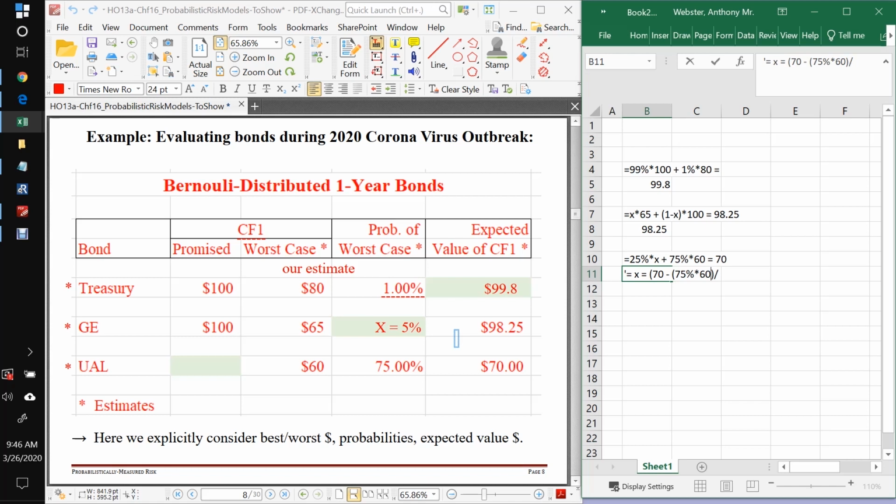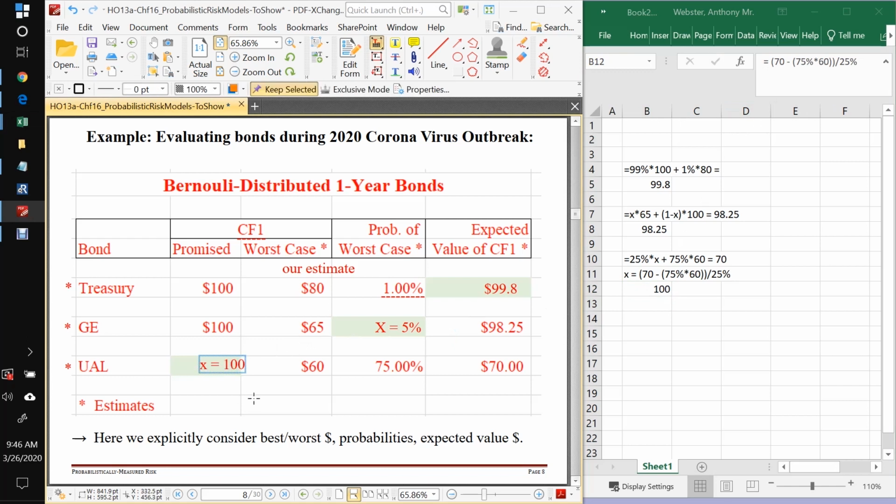So let's go ahead and do that. Okay. And that looks good to me. And we'll go ahead and solve that. Okay, and indeed we get 100. So in this case, x equals 100. So this was $100 promised for cash flow one, same as the other two.